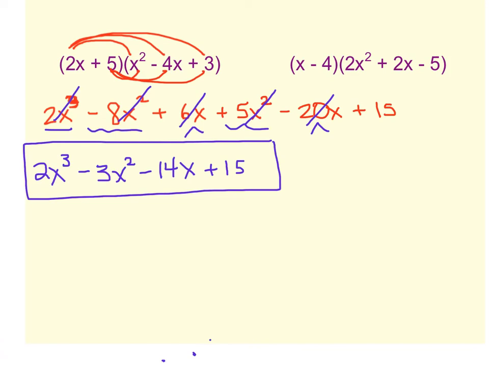So the second method I want to show you is called the box method. I actually really like the box method. You could use this instead of foiling if you prefer. But as soon as I get a trinomial with multiplication, I tend to use the box because for me, it just works out better.